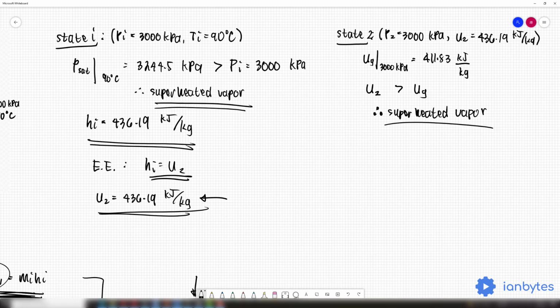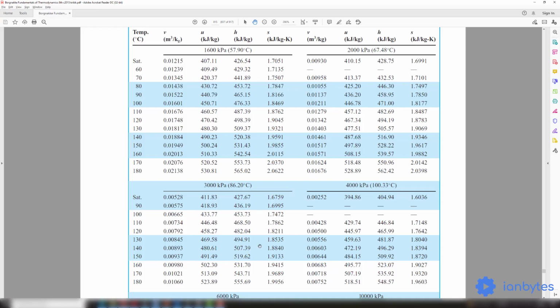Ano ang pakinabang nito sa atin? Ibig sabihin yung tables na ating i-inspect ay dun pa rin sa superheated tables. At 3,000 kilopascals, the value of our internal energy is 436.19, at makikita natin na ang 436.19 ay nasa pagitan nitong dalawang values na ito. Which means that the temperature of our refrigerant, which is one of the unknowns, is actually between 100 degrees Celsius and 110 degrees Celsius. Now, we can just perform linear interpolation in order to solve this problem.